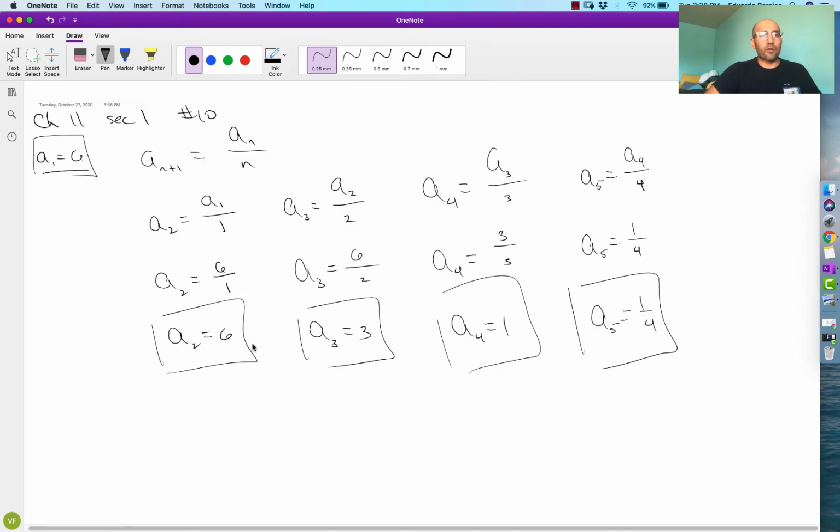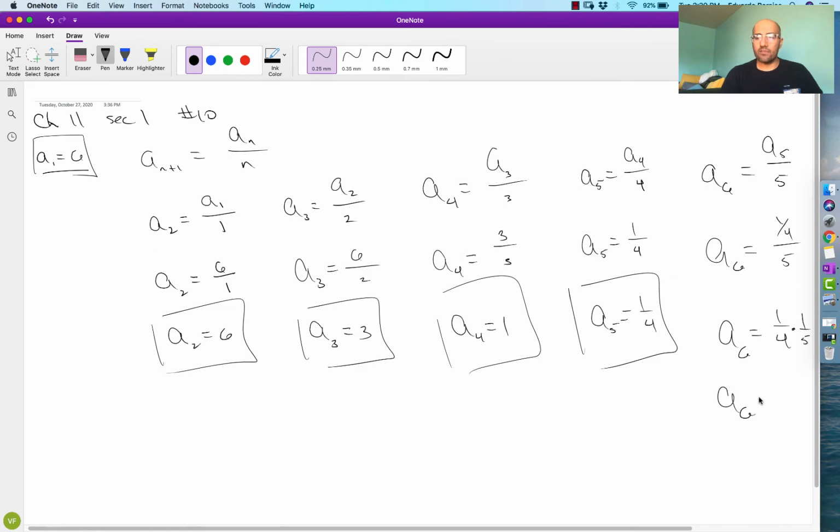Good. So this is a recursive sequence. You always have to know which came before it. Just to go one more, say I wanted to find the 6th one on my list. That would be the 5th one on my list divided by 5. A sub 6 would be equal to 1/4 divided by 5, which would be 1/4 times 1/5, or a sub 6 equals 1/20.